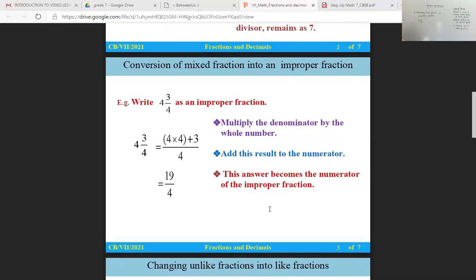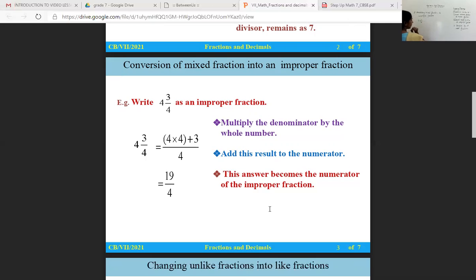So it is a mixed fraction, right? Which has 4 as a whole number and 3 by 4 as a proper fraction. So this is a mixed fraction. This mixed fraction should be converted to an improper fraction. So how to do it?